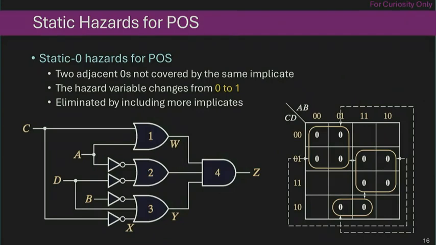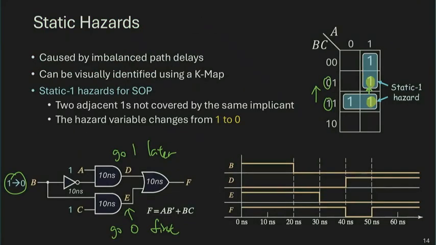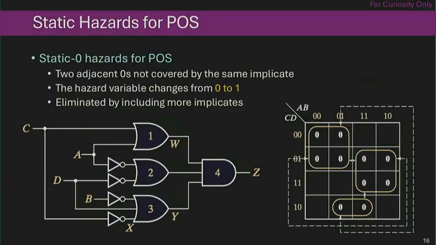All right, so if we have something for an SOP, I guess you would imagine we have a similar thing for a POS. And indeed, for SOP, we have a static 1 hazard when the output goes from 1 to a momentary 0 back to 1. For POS, we have the opposite behavior. The output should be 0, but it momentarily goes to a 1, and this is called a static 0 hazard. And this only happens in a POS.